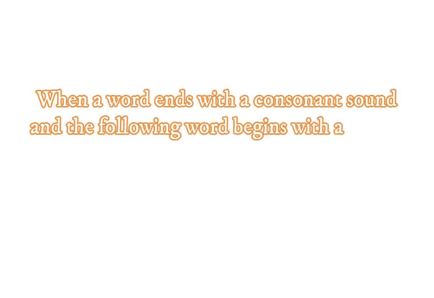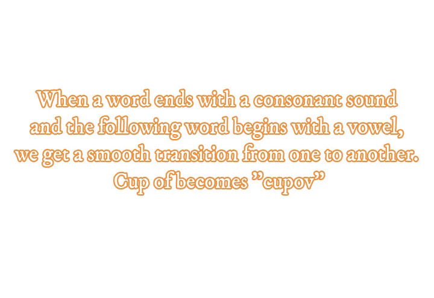What did you notice when I say a cup of tea? You'd notice that I put the cup and of together, sounding something like "cuppov". So when a word ends with a consonant sound and the following word begins with a vowel, we get a smooth transition from one to another. So "cup of" becomes "cuppov".